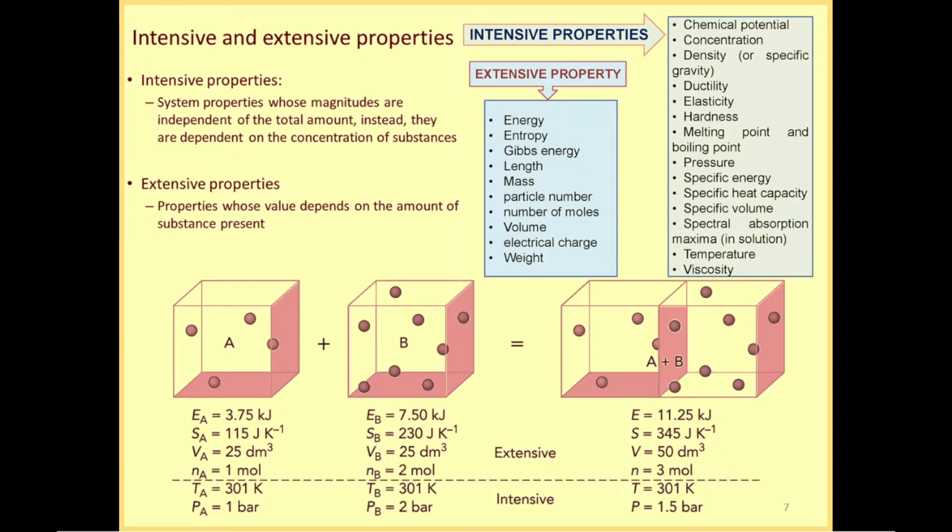And you can see the intensive properties: chemical potential, concentration, density, elasticity, and so on. And extensive properties are listed here: energy, entropy, mass, length, volume, weight, and so on. This is the classification of the system property measures.